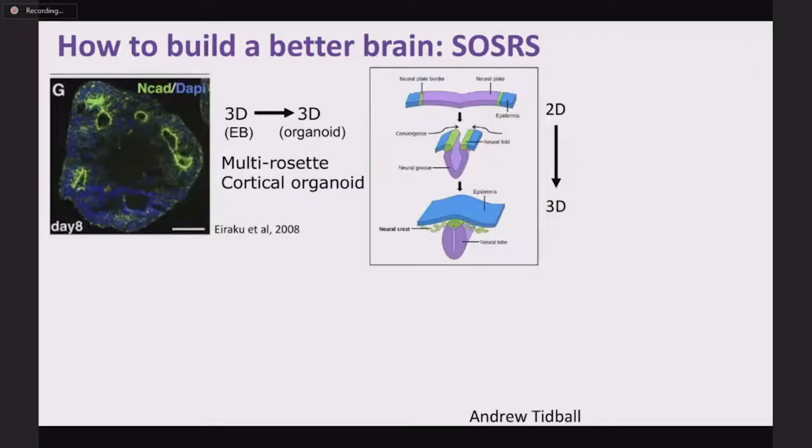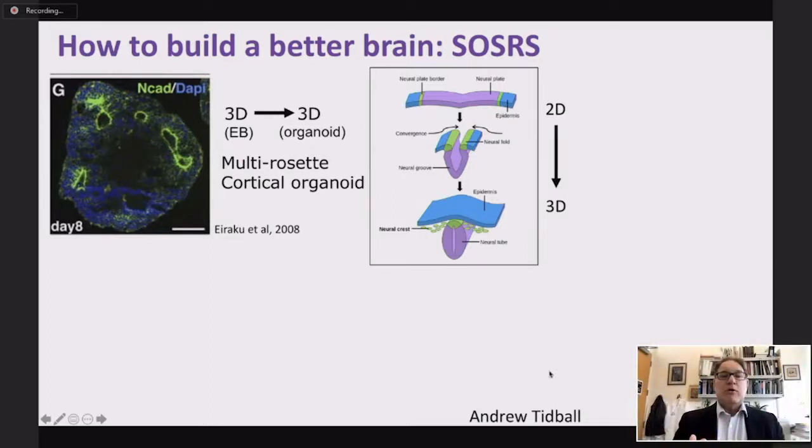Finally, I want to talk about a new technique that we developed in the lab. A talented research investigator, Andrew Tidball, in my lab, reasoned that most organoid protocols start from a 3D structure to make a 3D structure, and they have multiple neural rosettes. And the neural rosette is analogous to the neural tube. But many of you know in normal development of the nervous system in humans, we start with a two-dimensional structure, a neural plate that folds to form a neural tube.